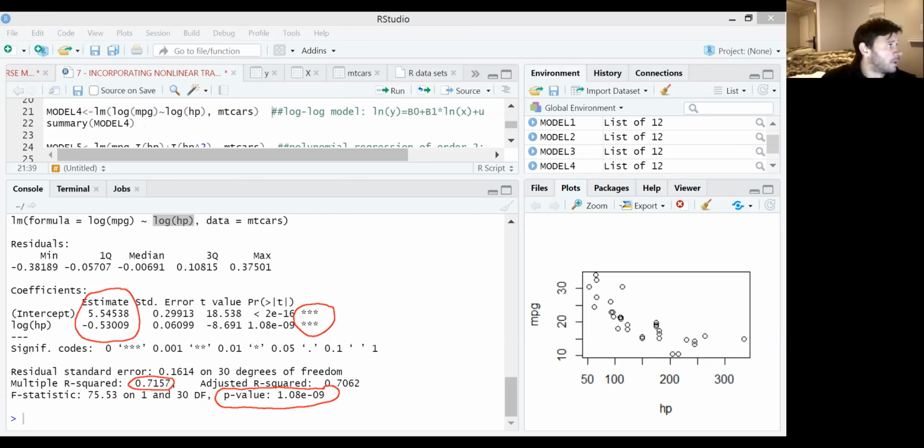And we also want to be careful of how to interpret here the slope coefficient, beta 1, in this model. So the way you would interpret this value here, 0.53009. Now that both the x and the y variable are logged, the way to interpret this is the following. A 1% increase in horsepower causes a 0.53009% reduction in the miles per gallon.